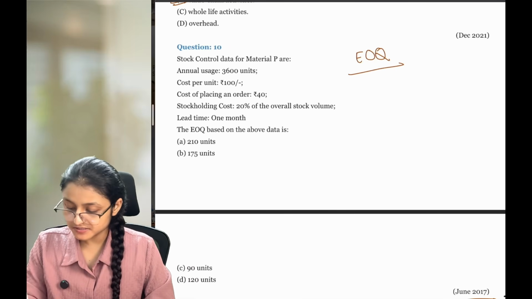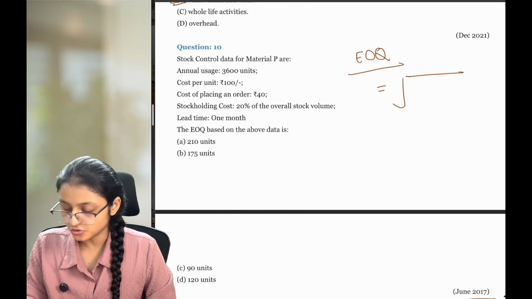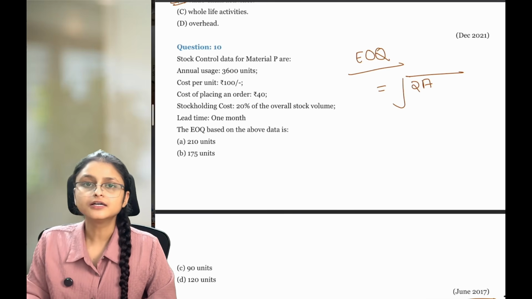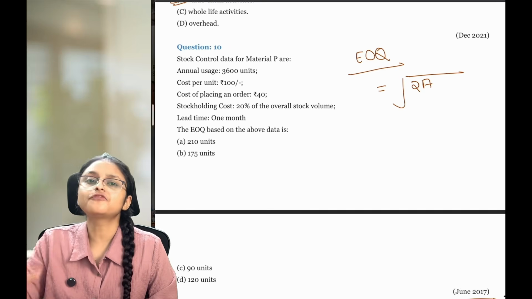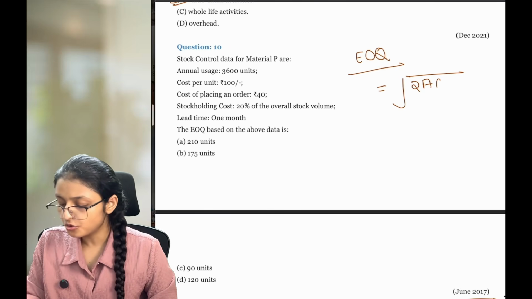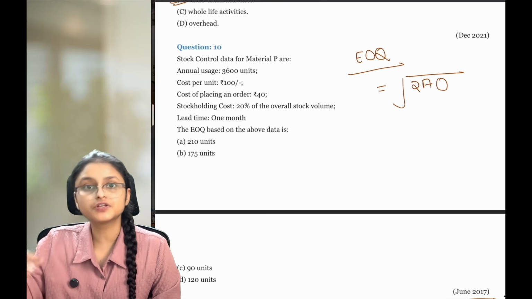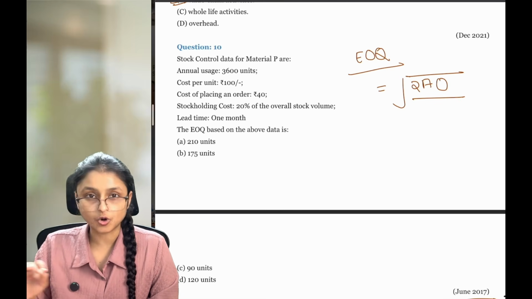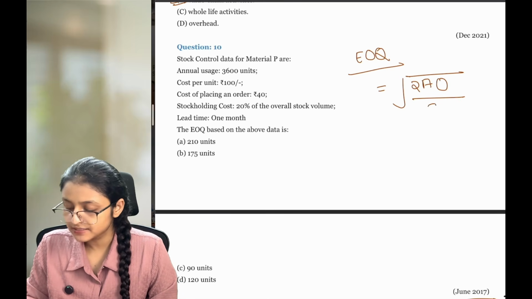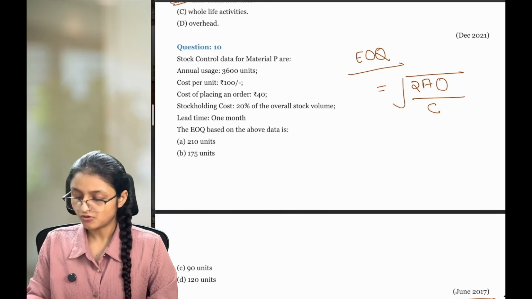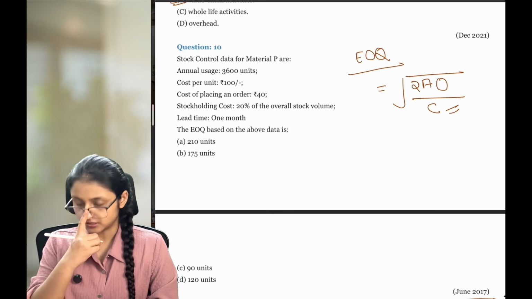Now how to find this out? For this we use the square root of 2AO divided by C. A is your annual demand or the annual usage of material which you are using. O is your ordering cost per order. For every order, the cost you are incurring is the ordering cost. And divided by C. C is your carrying cost of 1 unit for 1 year. That is what we consider here.